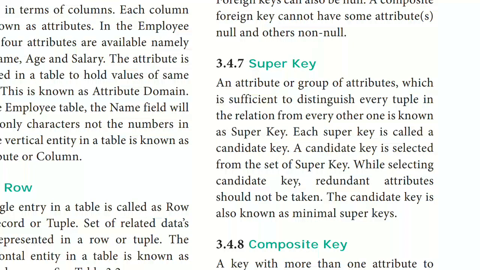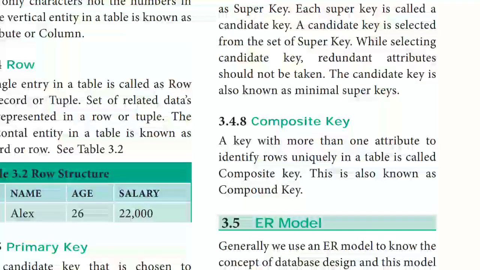While selecting the candidate key, redundant attributes should not be taken. So the candidate key is known as a minimal super key. You cannot select redundant data, which means inefficient data. Duplicate data cannot be accepted as a super key or a candidate key. So this is the definition for super key. And the next is composite key, which is already discussed in the above topic, which is the primary key itself.